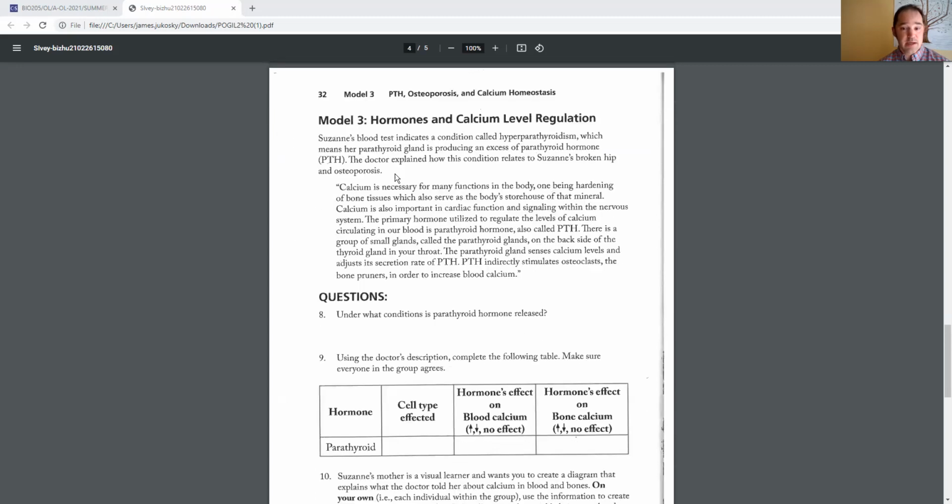Okay, so if you read through this paragraph, you can see that parathyroid hormone is released when blood calcium is low. It affects the osteoclasts. Osteoclasts digest bone matrix, and that increases blood calcium. So parathyroid hormone acts to increase blood calcium. And because the osteoclasts are digesting bone matrix, taking it away from the bone, they're decreasing bone calcium slightly.